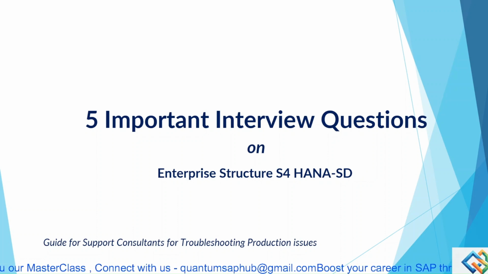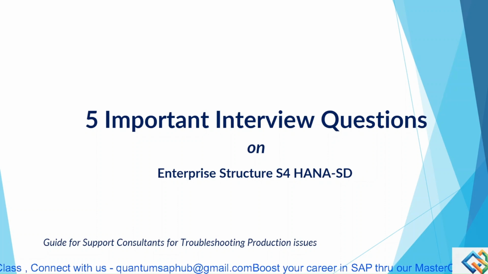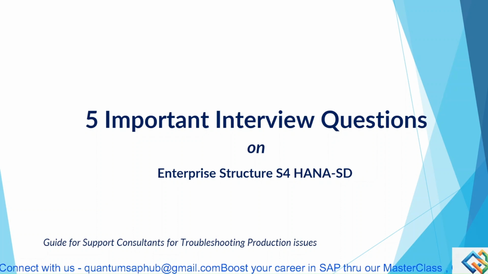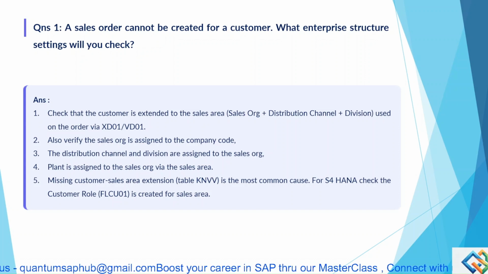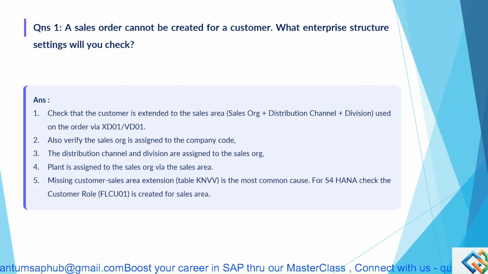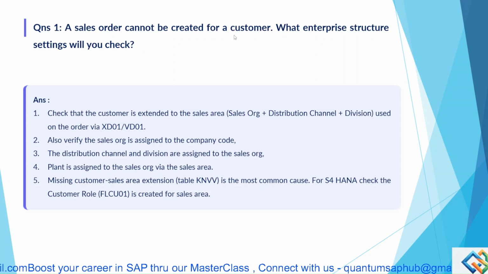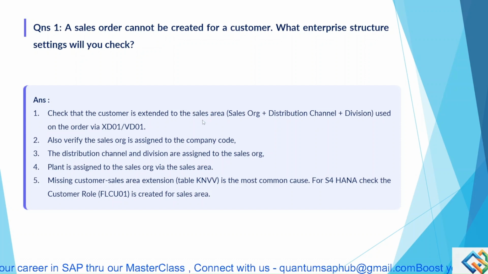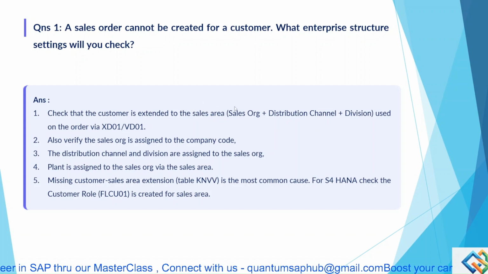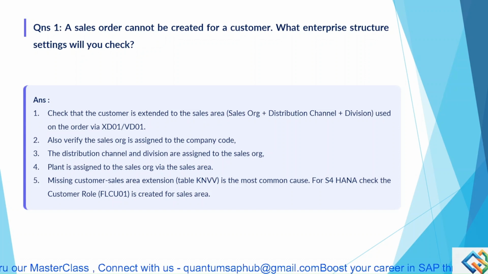So here I have listed 5 questions, which are common and most important. Question number 1: if the sales order cannot be created for a customer, then what settings will you check in SAP? For creating the sales order for a customer, if the issue is due to customer settings, first check that the customer is extended to the sales area for which you are going to create the order. If you see the first screen, where you see the order type and also the organization you take for creating the order.